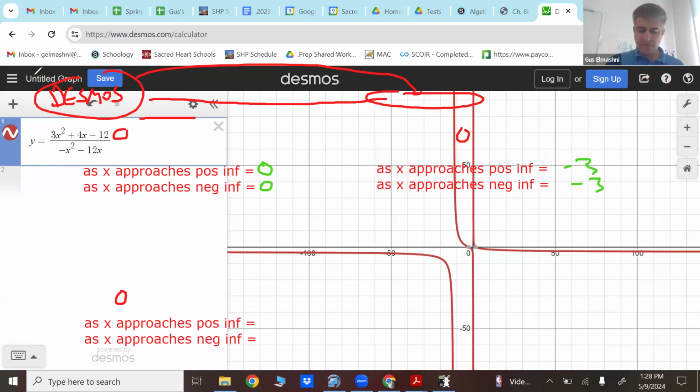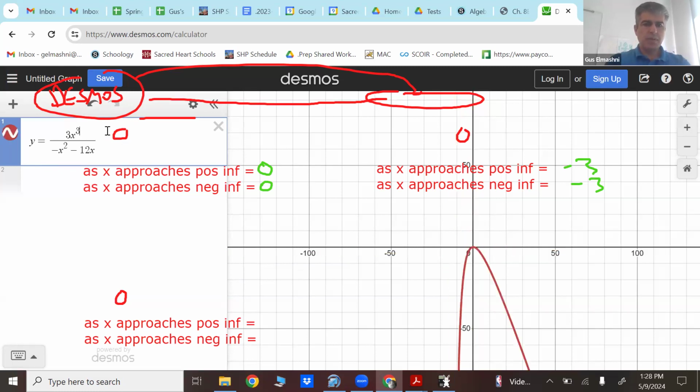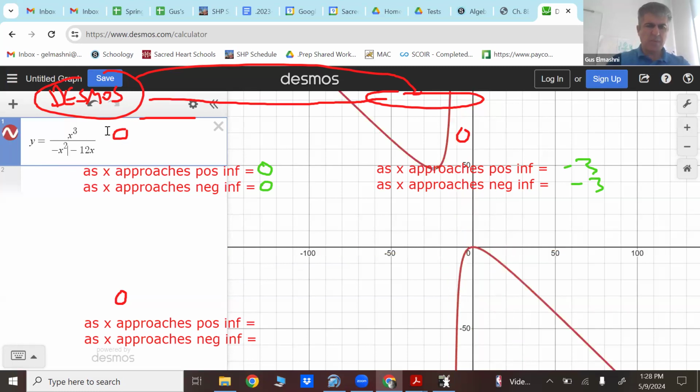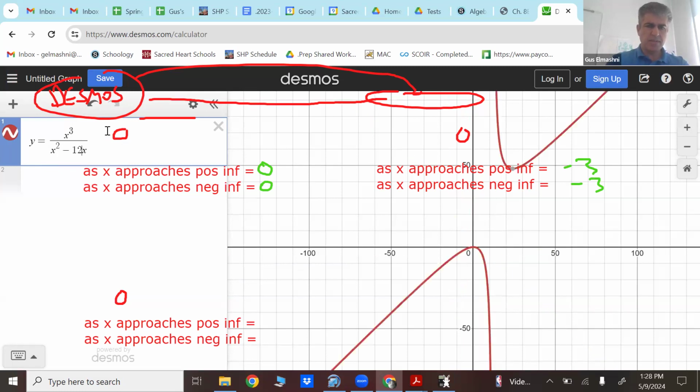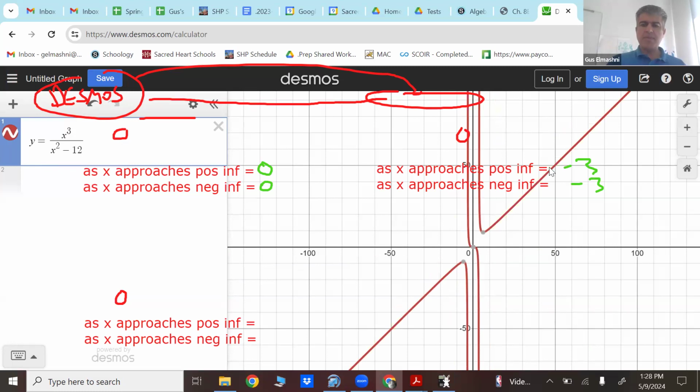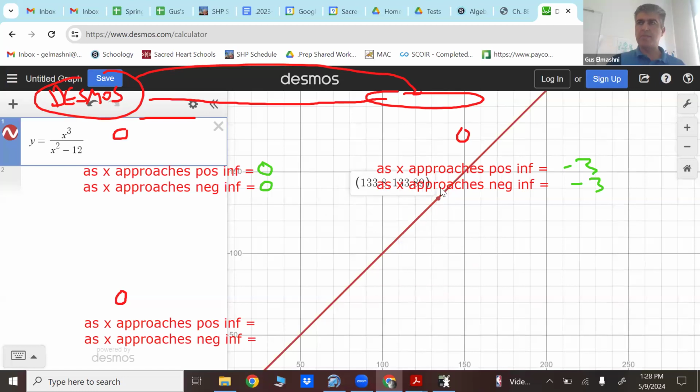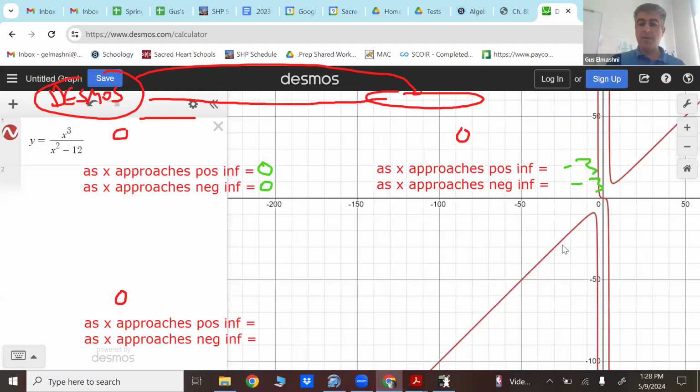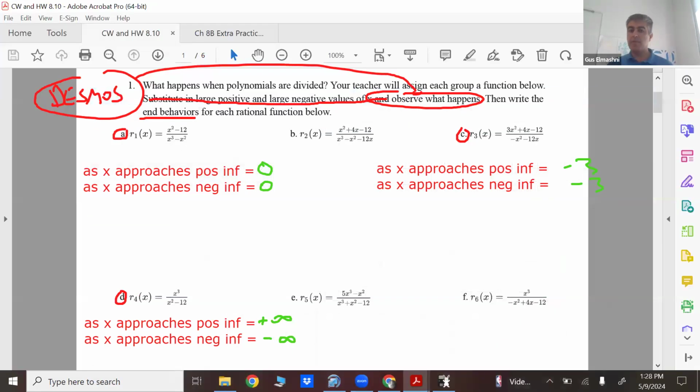And then lastly, for part D, let's make x cubed, x squared minus 12. Okay, now what's happening here? As x gets bigger, what's happening to y? What is y doing when x is bigger, guys? Does y ever have a limit, or does it keep going up? Yeah, or it keeps going down the other way. So in this case, I'm going to say positive infinity and negative infinity.